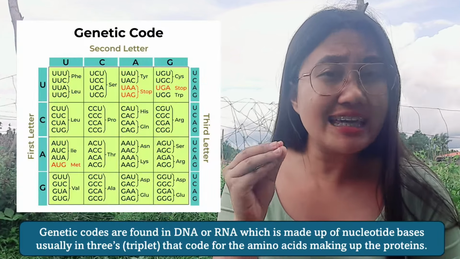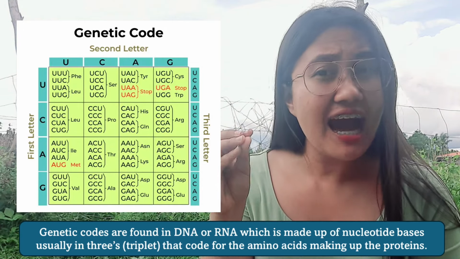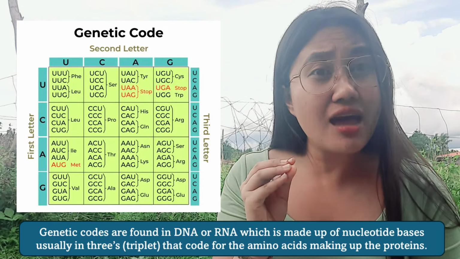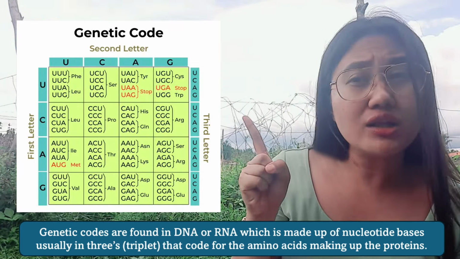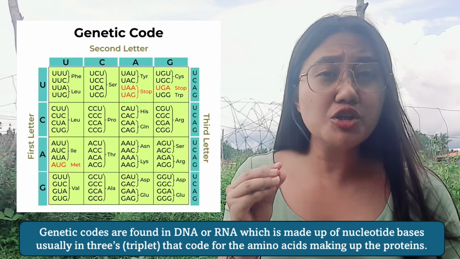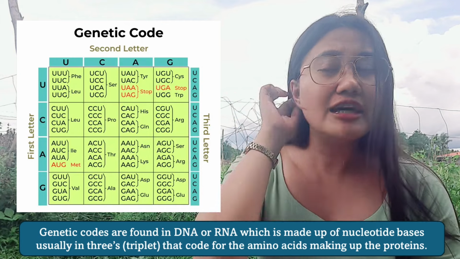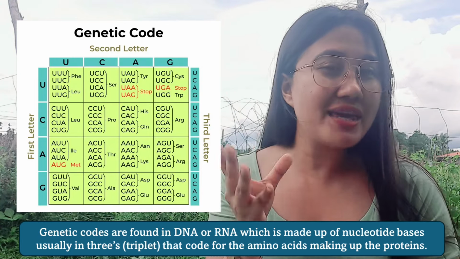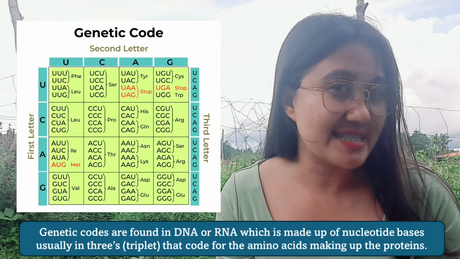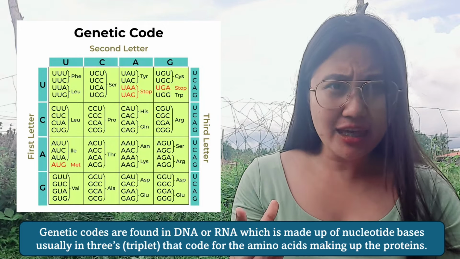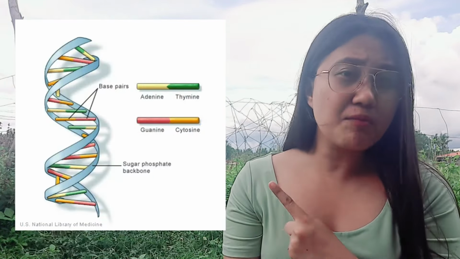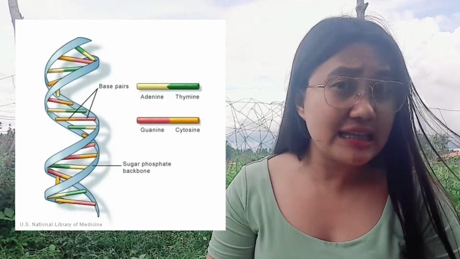Ang genetic codes, saan ba ito makikita? Tayo kasi may kanya-kanya tayong genetic codes at nakikita ito sa ating mga DNA at RNA, which is made up of what we call the nucleotide bases that usually in triplet that code for the amino acids making up the proteins. So ang DNA, ito ang itsura ng DNA. Ang shape niyan is double helix.